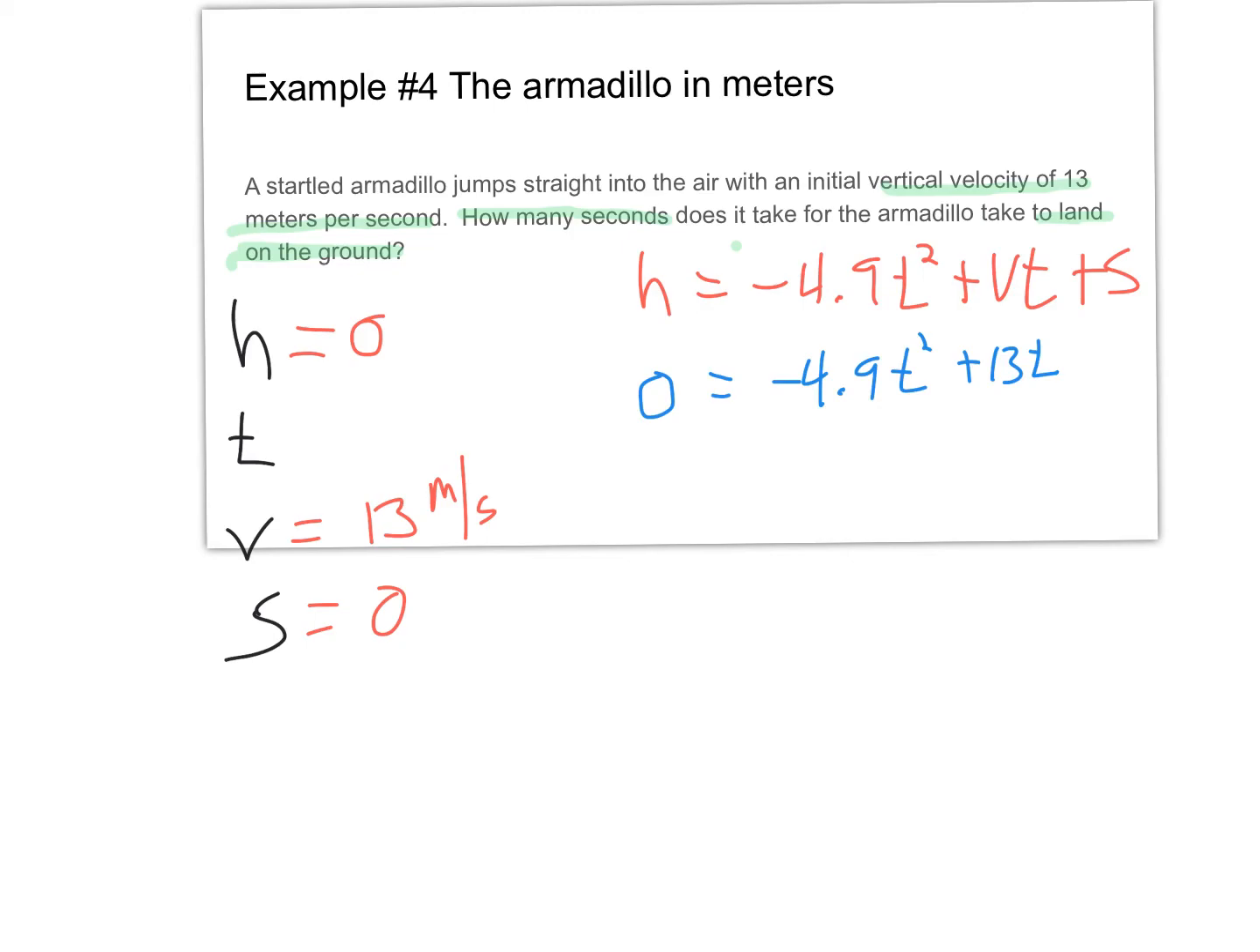Now, start to solve this. So start by factoring. Is one side 0? Yes. So let's start. Now again, I got that ugly decimal there. Now notice this needs one space. This one doesn't need any spaces to clear the decimal. But again, I want to get rid of all the decimals. So I'm going to times everything by ten to clear the decimals out. So 0 times 10 is 0. I'm going to get negative 49t squared plus 130t.